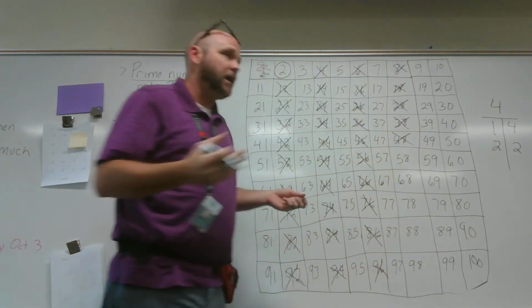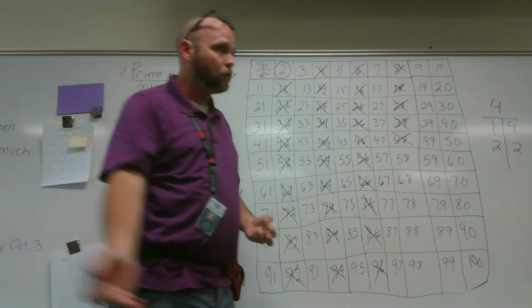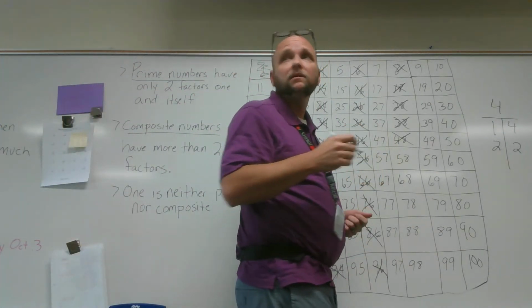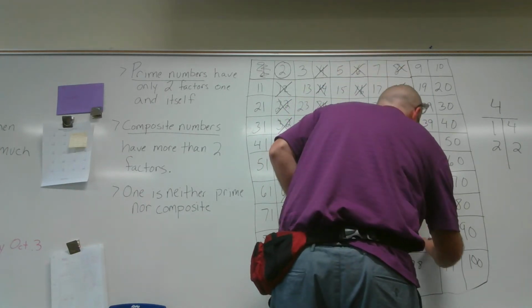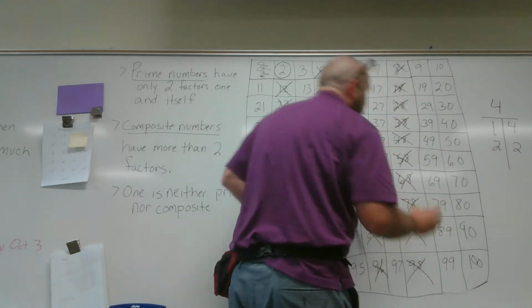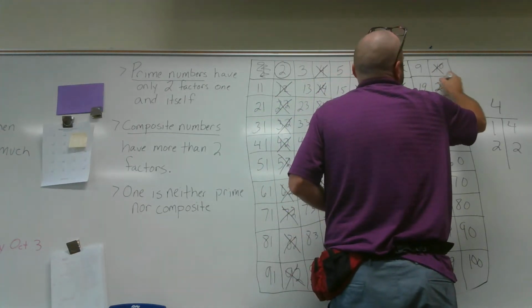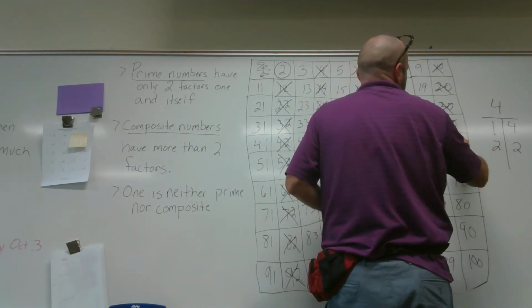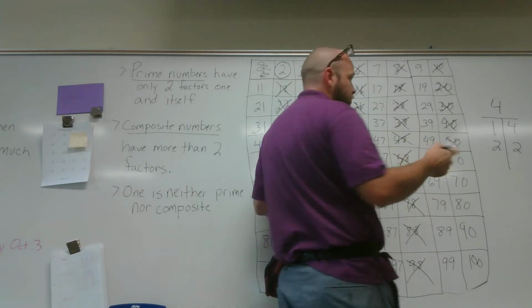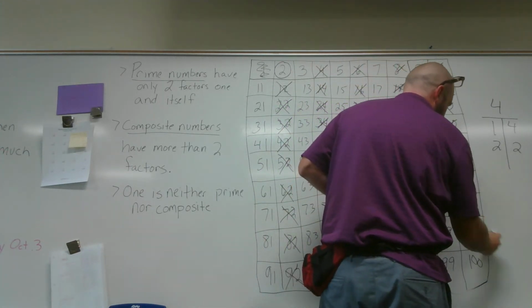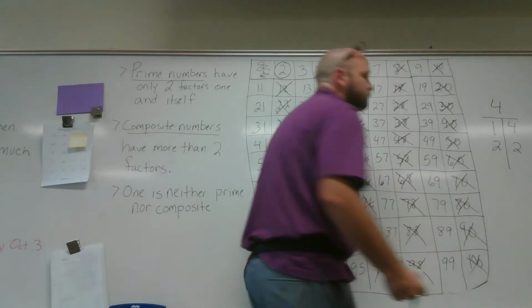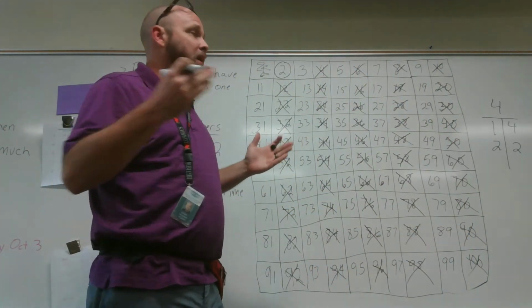Like 48, you can do 2 times 24. And then my 10, 20, because they all end in 0. 2 times 10 would be 20, or 2 times 25 would be 50. They all have a factor of 2. Okay? 2 is a prime number.